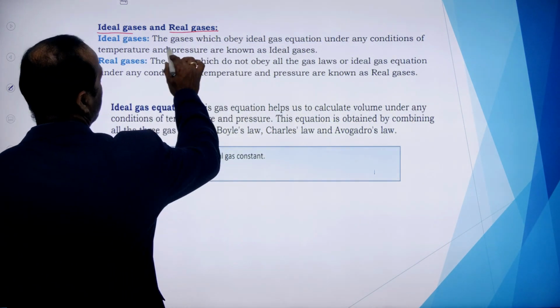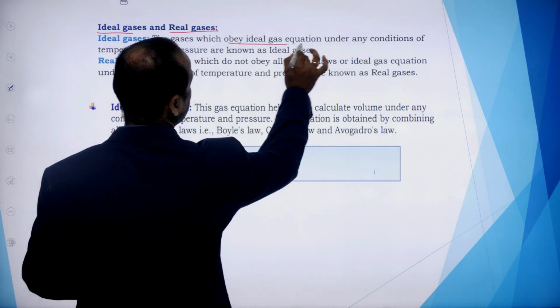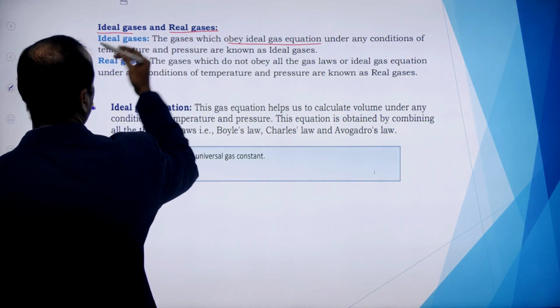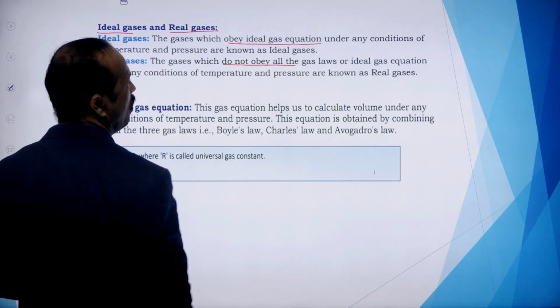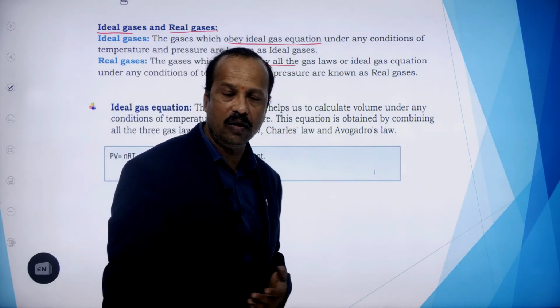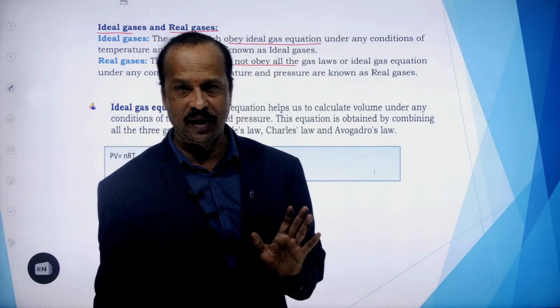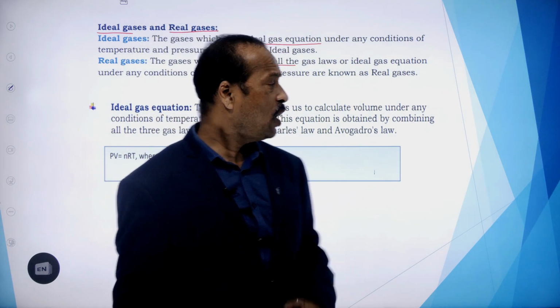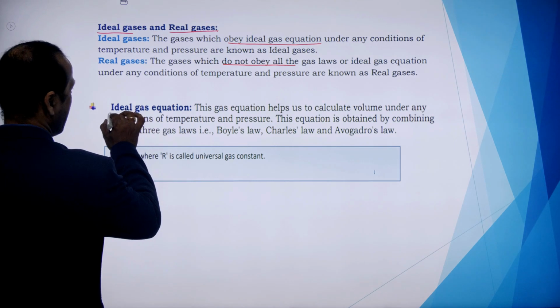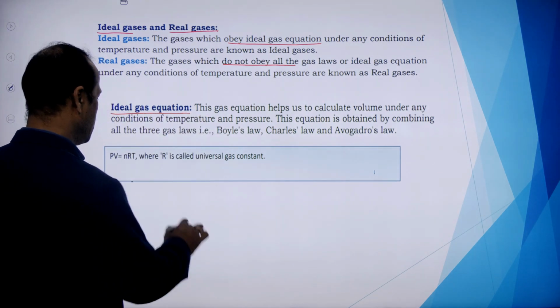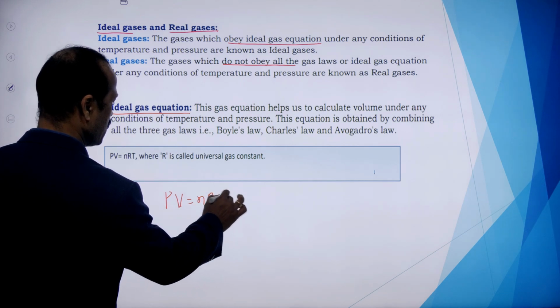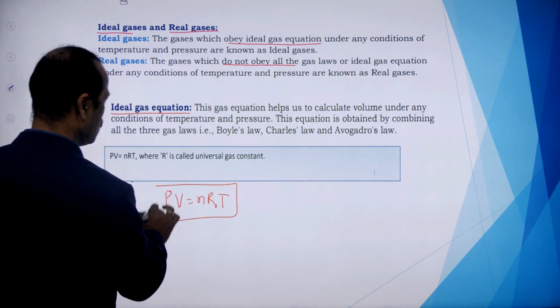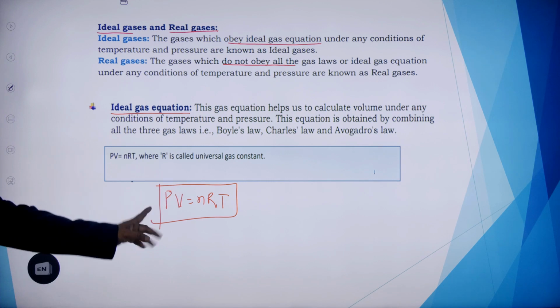So ideal gases obey the ideal gas equation under any conditions, and real gases are those which do not obey all the gas laws under all the conditions. Now it comes to the ideal gas equation. So students, the ideal gas equation is PV = nRT. What is the ideal gas equation? PV = nRT. Okay, this is the ideal gas equation.